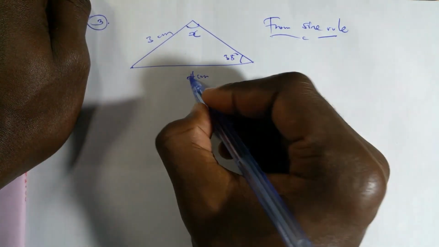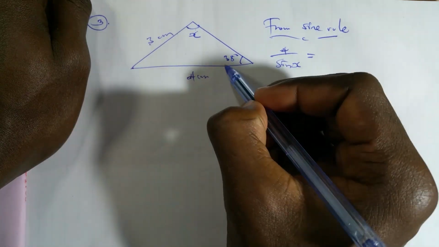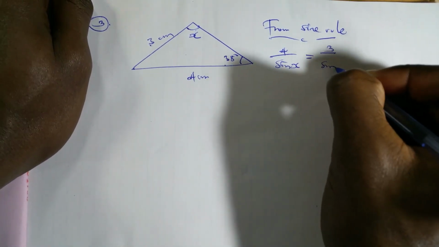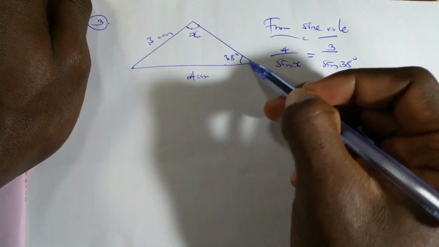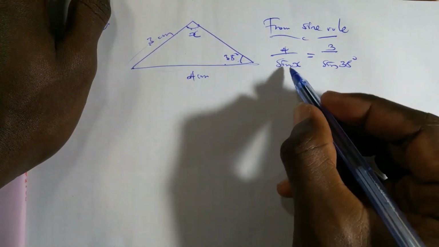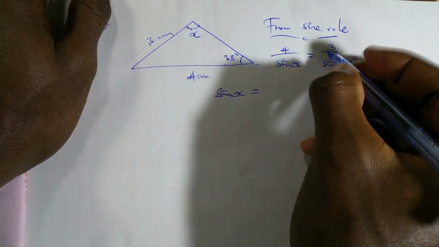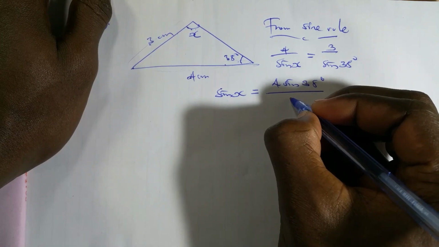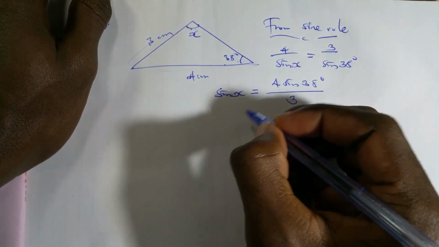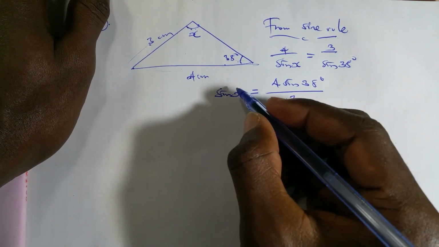Now here we have 4 out of sine x equal to 3 out of sine 38 degrees. It's side out of sine of the angle opposite that side. You don't need to interchange them. So that here we will actually have sine x. If you make sine x the subject, you're going to have something like this: 4 sine 38 degrees out of 3.